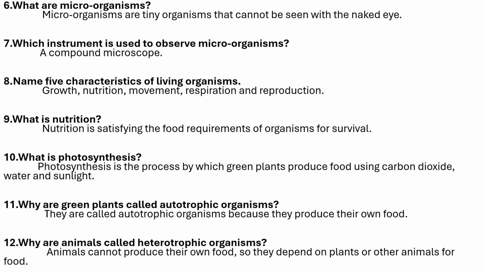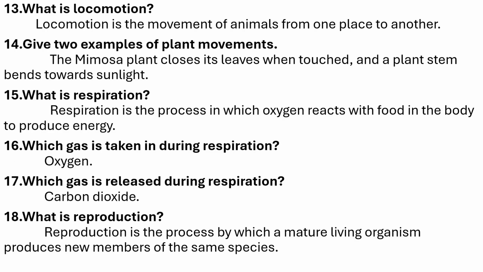Why are animals called heterotrophic organisms? Animals cannot produce their own food, so they depend on plants and other animals for food. What is locomotion? Locomotion is the movement of animals from one place to another. Give 2 examples of plant movements. The mimosa plant closes its leaves when touched, and a plant stem bends towards the sunlight.